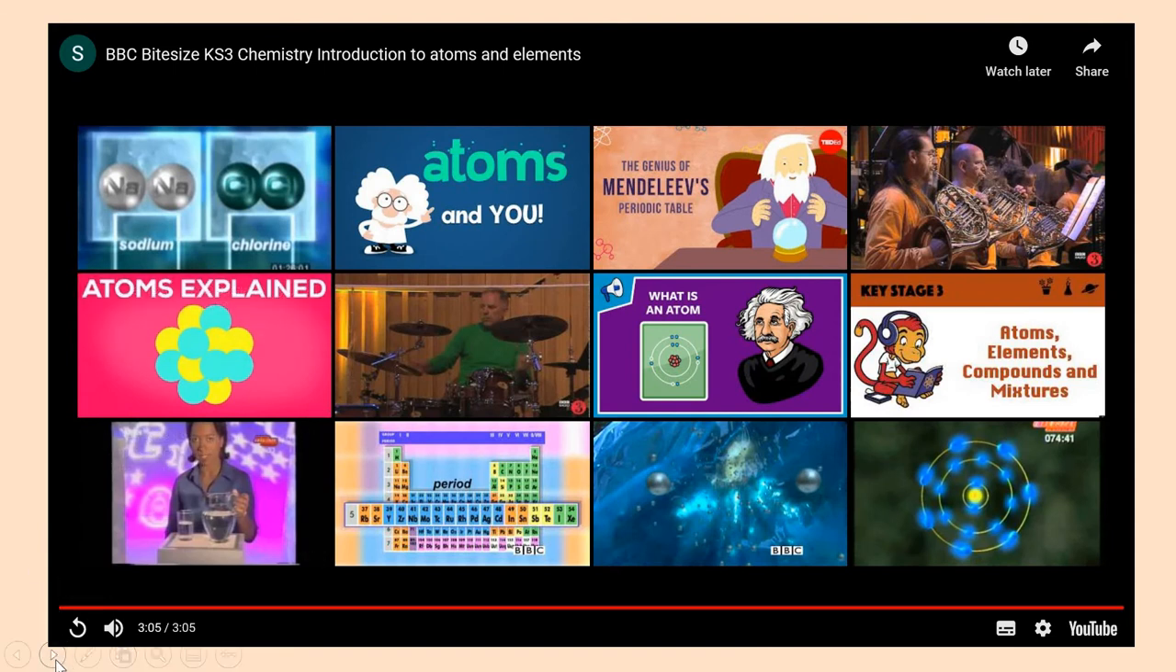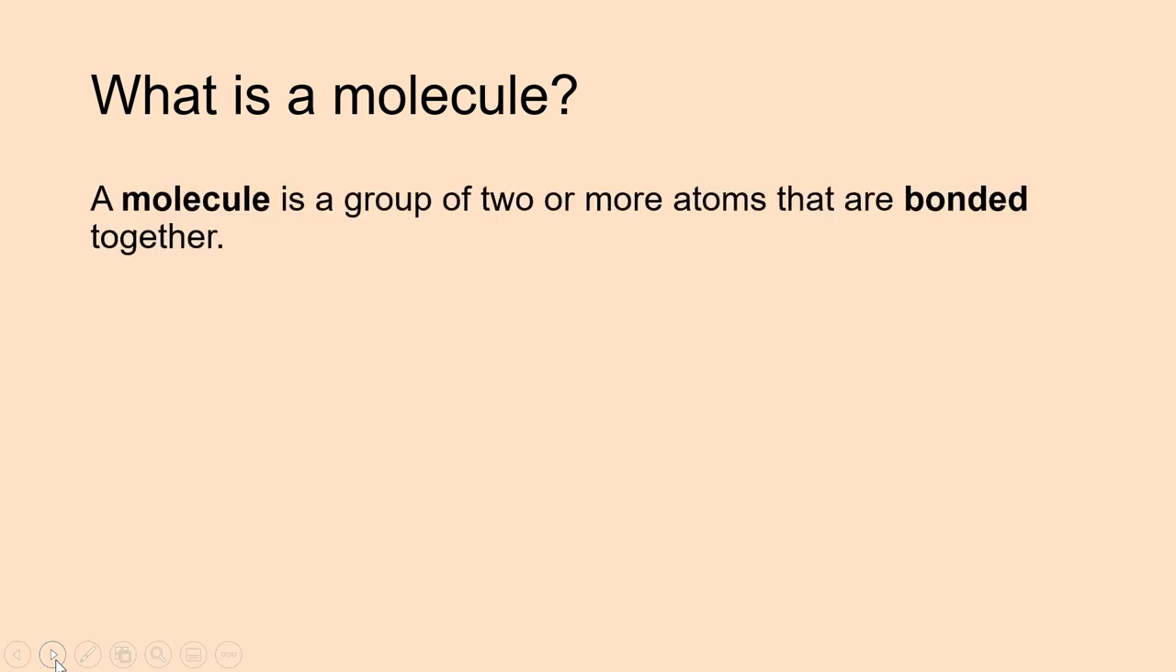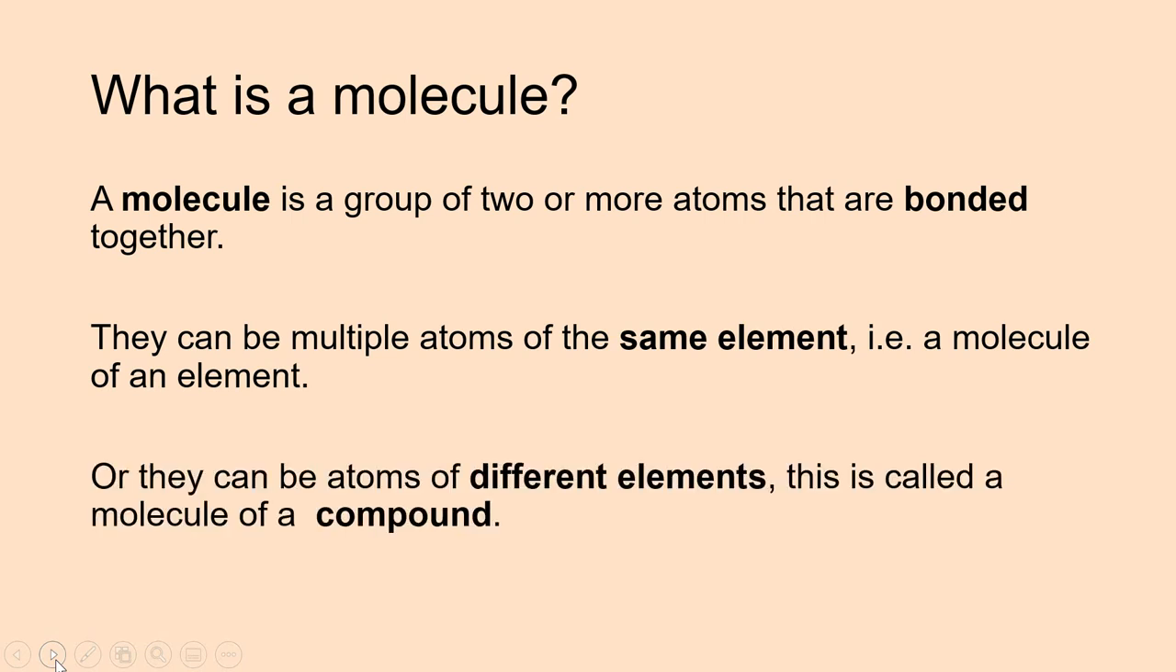Thank you for watching that video, Year 7. Okay, so what is a molecule? As you saw in that video, a molecule is a group of two or more atoms that are bonded together. They can be multiple atoms of the same element, i.e. a molecule of an element, and that's like the oxygen molecule and the nitrogen molecule you were shown in that video. Or they can be atoms of different elements, and this is called a molecule of a compound. This includes things like water that contain hydrogen and oxygen atoms.